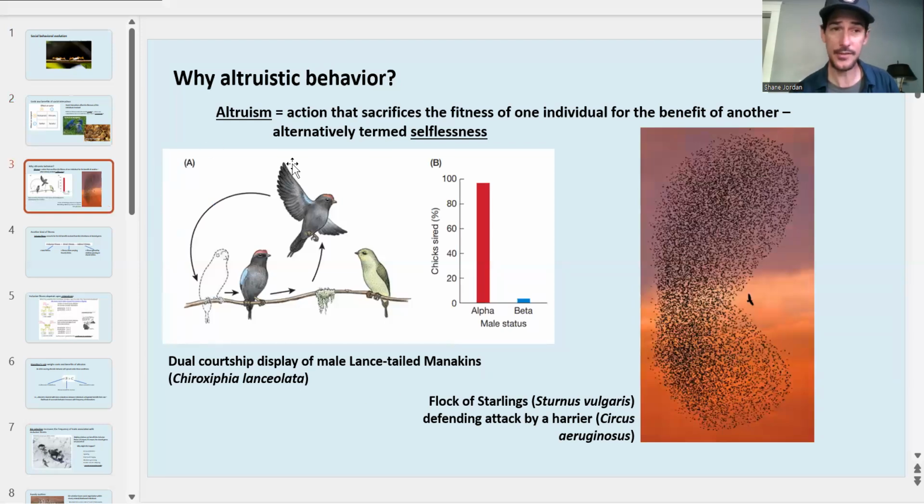For example, we can look at the dual courtship displays of lance-tailed manakins. In these displays, there will typically be an alpha male and a beta male. The alpha male and the beta male take turns trying to court this particular female here. She's impressed by the display of both the alpha male and the beta male, but ultimately she will only end up mating with the alpha male most of the time, which is what's being illustrated on this graph on the right, where we can see the status of the two different types of males, alpha and beta, and their fitness on the y-axis, how many chicks they were able to sire.